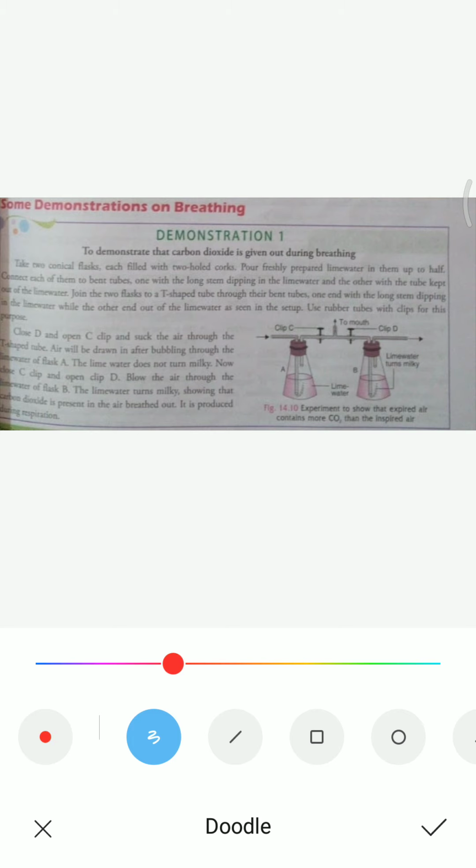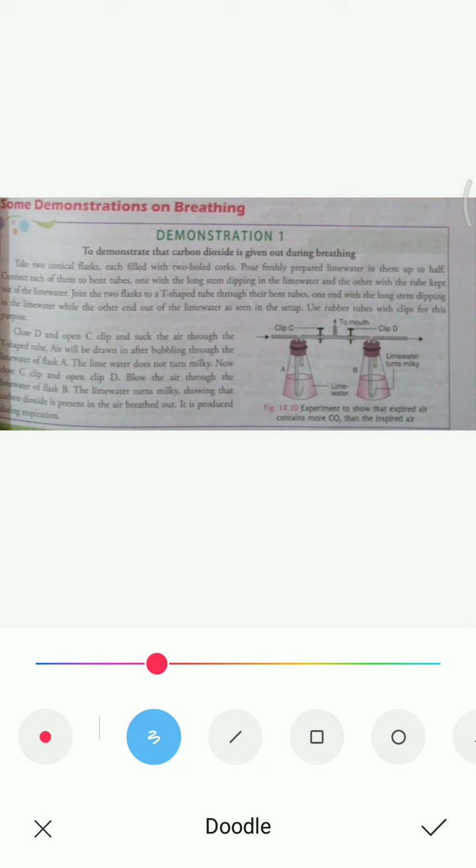What exactly are we doing? We are blocking clip C. If clip C is placed in this position, whereas clip D is removed, then the air which is blown will move inside flask B. I hope it is easy for you to understand it now.